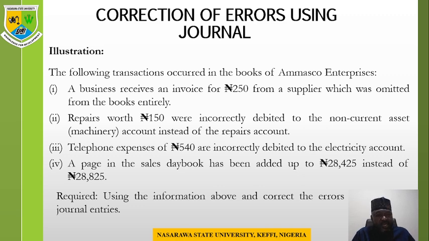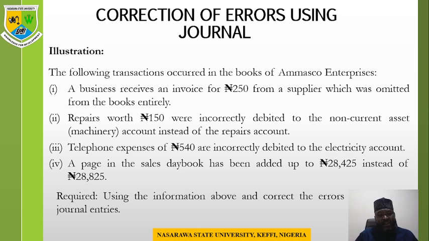The second one, repairs worth 150 naira were incorrectly debited to non-current assets, i.e. machinery account, instead of repairs account. Repairs account falls under the nominal classification of account, while machinery account falls under the real classification of account. So it tells you that an entry has been made in the wrong account and wrong class of account. This is a classical example of error of principle.